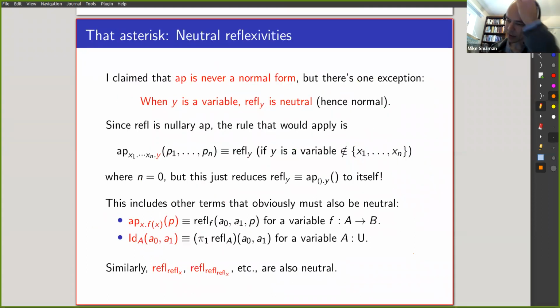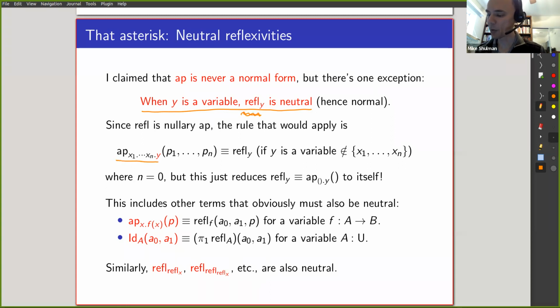So the last thing that I wanted to mention as part of this review is to explain that asterisk on the claim that app computes on everything. There's one exception that app doesn't compute on, which is reflexivity of a variable. And this is a neutral form, so in particular a normal form. And so I gave rules last time for computing app on variables. But what happens if you try to compute refl on a variable? So refl is the zero-ary version of app.